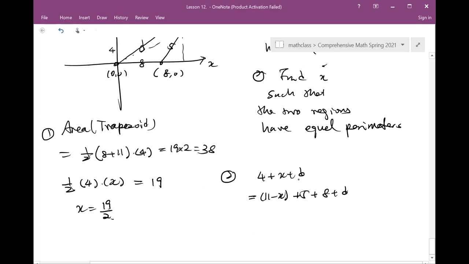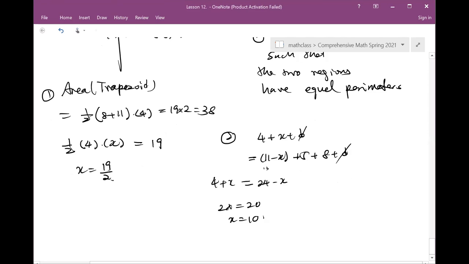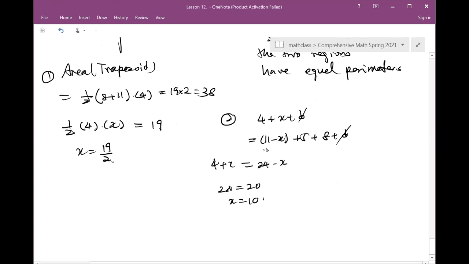Okay, so that's equal. So d will be canceled out. So 4 plus x equals, right? So 13 plus 11. So it's 24 minus x. Okay, it's 2x equals 20, x equals 10. Great. So everybody got the right answer. Yeah, good job. But the trick is, you have to figure out the area of the trapezoid. Right? For the second one, you should know that there's a shared side.